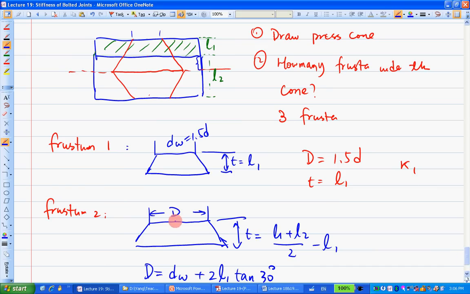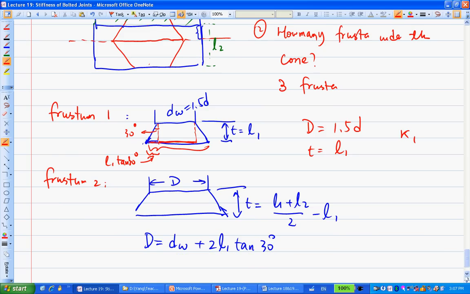So capital D in this dimension here is which portion? From here to here, right? In other words, it's basically from the bottom of the previous frustum, and it's symmetric. So if I drop this over here, this bottom here equals DW plus 2 of this and 1 of this. How much is this? This is 30 degrees. So tan 30 degrees equals this divided by this, which is L1. So that's why this is L1 tan 30. That make sense? So that's how you get this. Excellent.